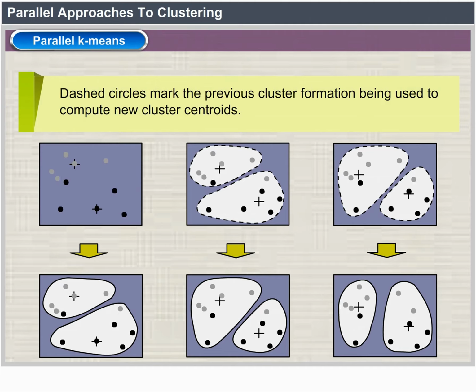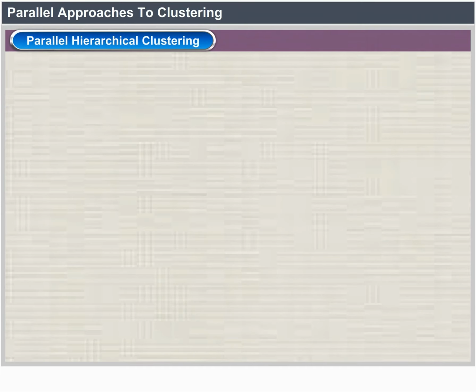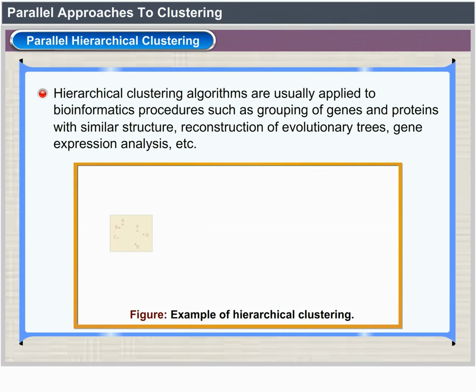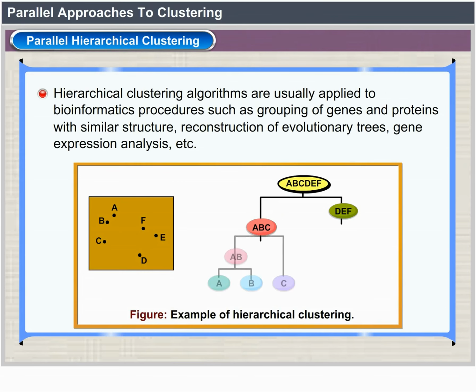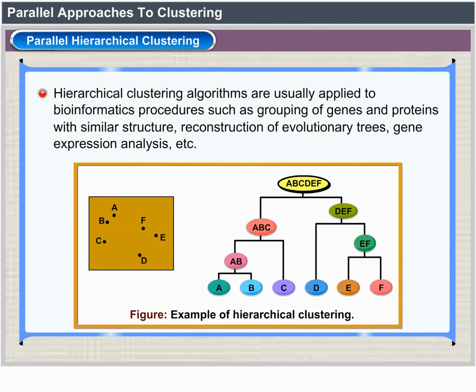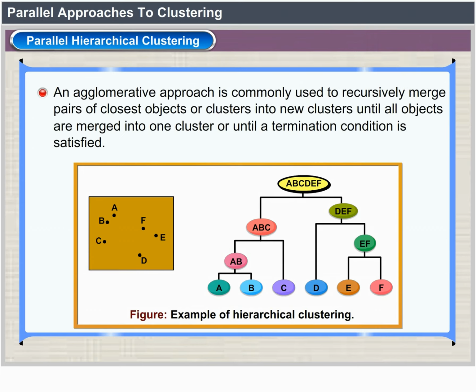Parallel hierarchical clustering. Hierarchical clustering algorithms are usually applied to bioinformatics procedures such as grouping of genes and proteins with similar structure, reconstruction of evolutionary trees, gene expression analysis, etc. An agglomerative approach is commonly used to recursively merge pairs of closest objects or clusters into new clusters until all objects are merged into one cluster or until a termination condition is satisfied.